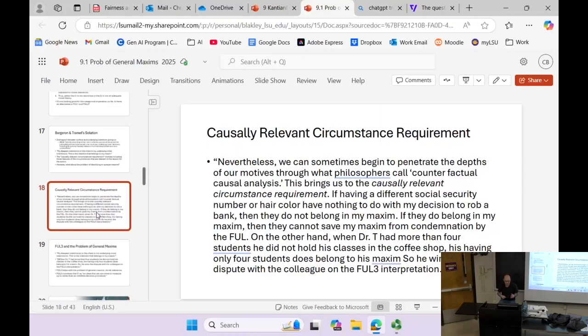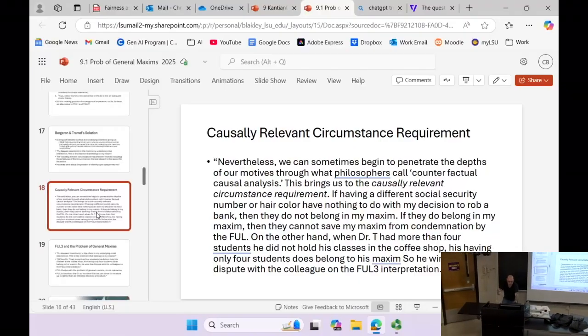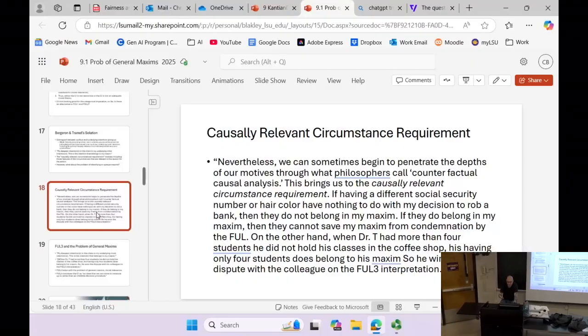So here's a little more on that causally relevant circumstance requirement. Nevertheless, we can sometimes begin to penetrate the depths of our motives. They've just mentioned that Kant points out these are not always clear to us. Sometimes you're conflicted about what your motive is. So then you wouldn't even be able to get off the ground with the universalizability test, right? So this brings us to the causally relevant circumstance requirement. If having a different social security number or hair color have nothing to do with my decision to rob a bank, then they don't belong in the maxim.